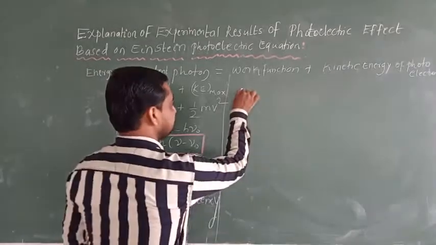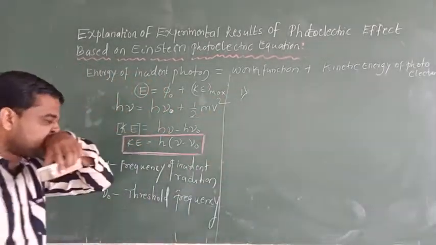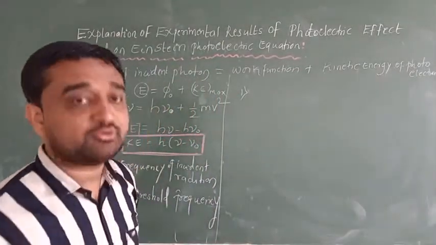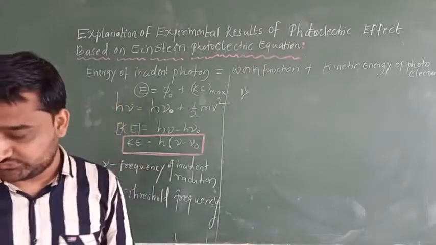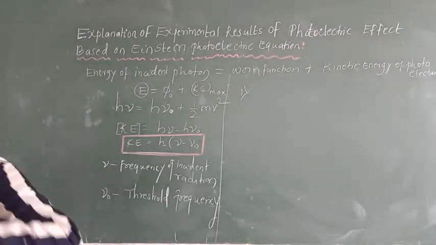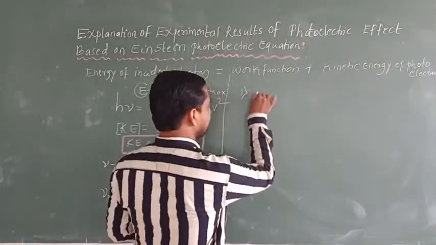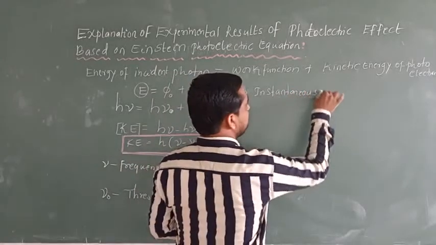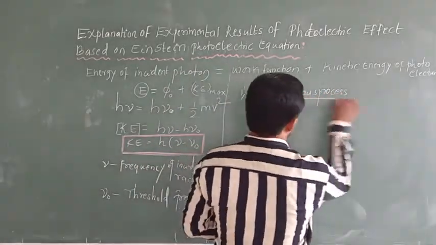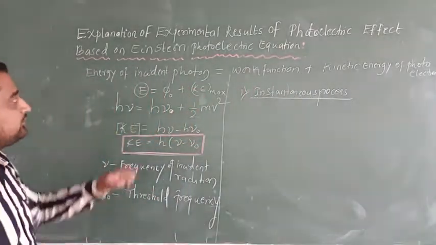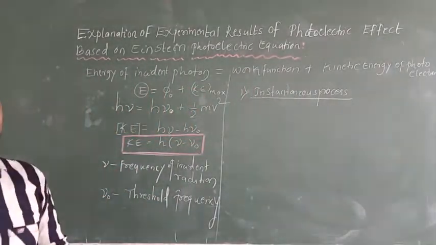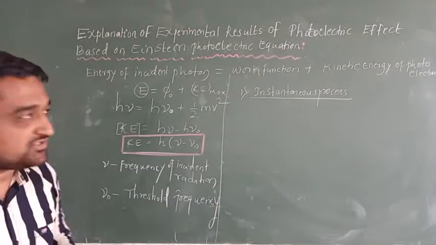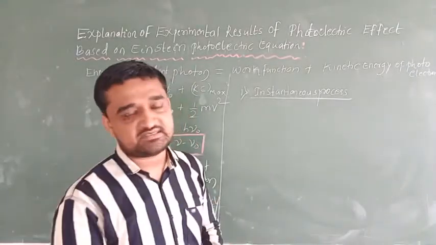Right, now the first result. Let us explain. The first experimental result of the photoelectric effect is what? The photoelectric effect is an instantaneous process. Why is it an instantaneous process? What is the reason for the instantaneous process? The explanation for the instantaneous process based on the Einstein photoelectric equation is what? As I already told you, it is an elastic collision between the photon and the free electrons present inside the metal.